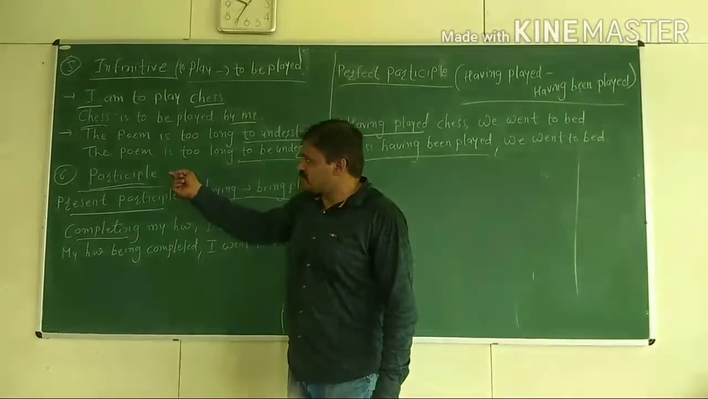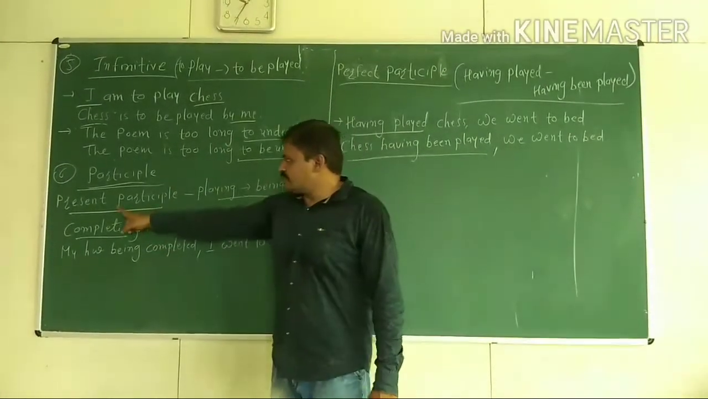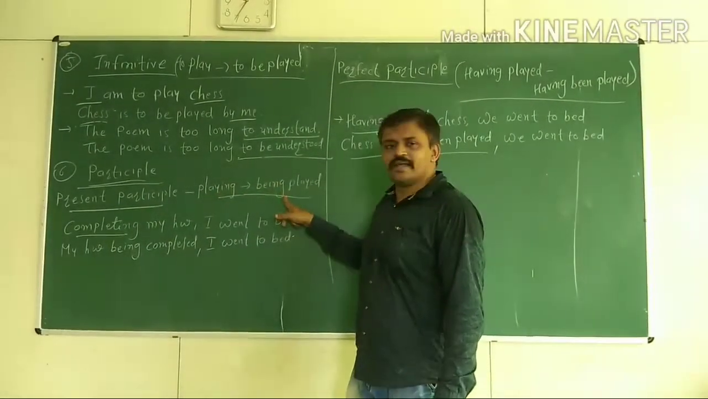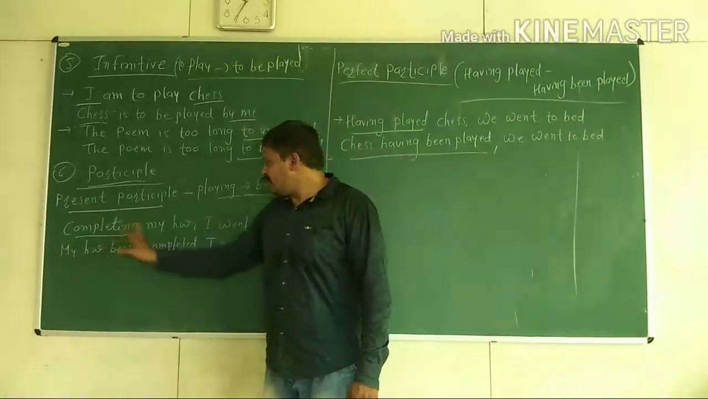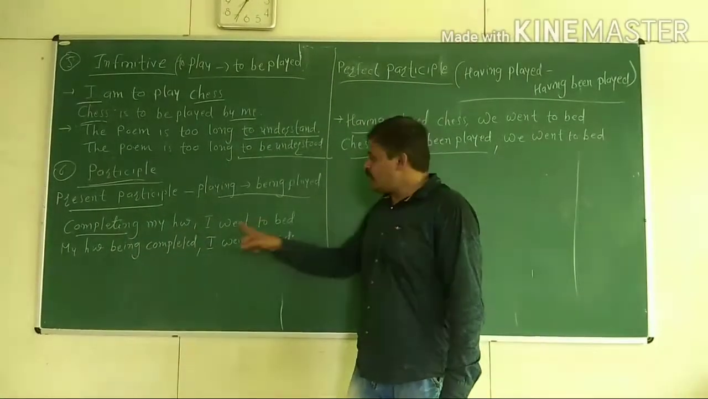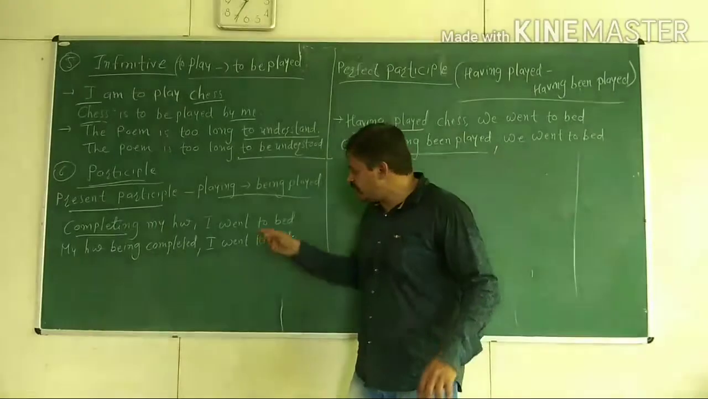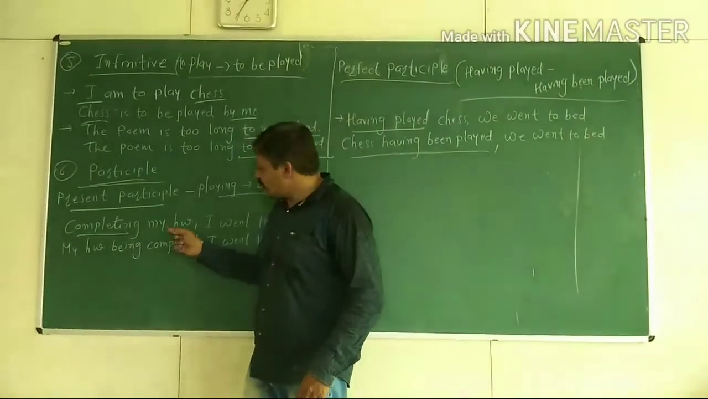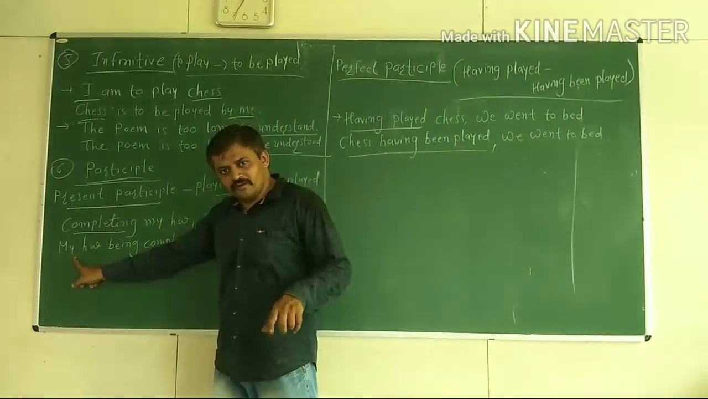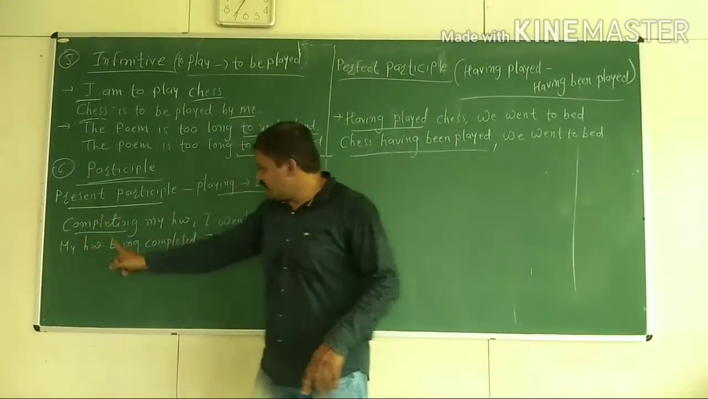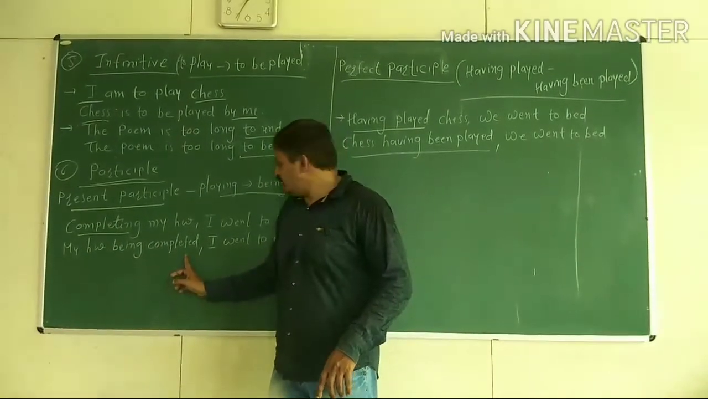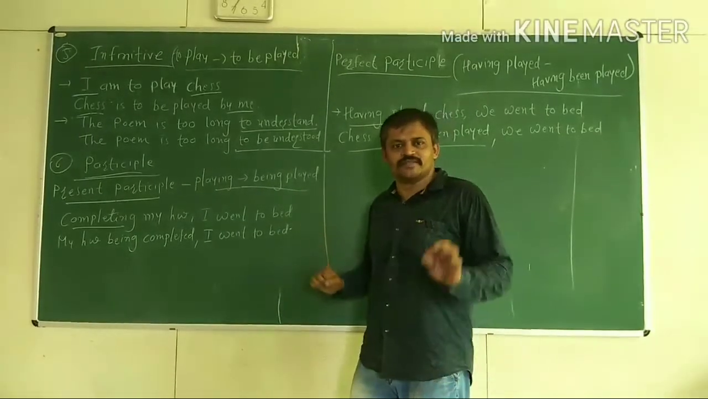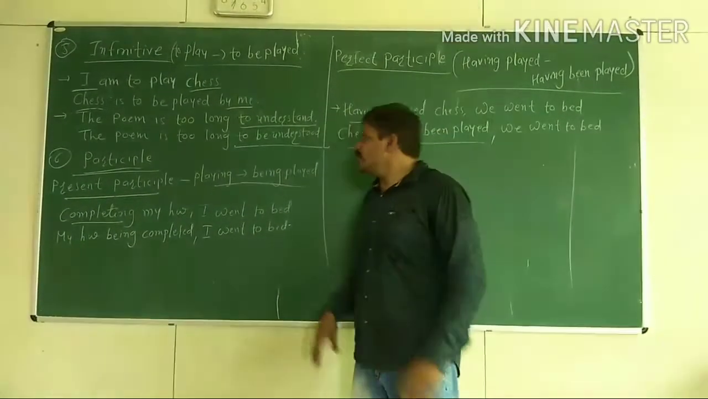Now comes the sixth type of sentence, and that is the participle. The first is the present participle. The verb is playing in active, being played in passive. The example: completing my homework, I went to bed. Now, I went to bed has no object, so we will not make the passive of that part. But my homework is an object, so we write it first, and completing becomes being completed. And I went to bed. So: my homework being completed, I went to bed. This is the example of the present participle, active and passive.